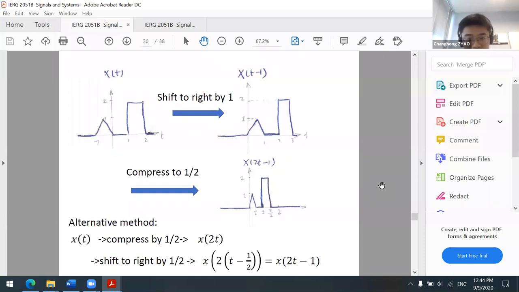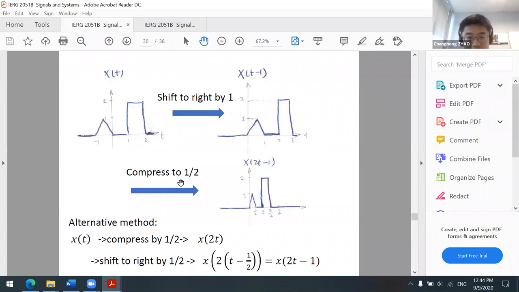The next one, we want to transform from x of t to x of 2t minus one. So x of 2t minus one. How we shall do that is we first shift it to the right by one unit. So from x of t to x of t minus one, it's just a shift to the right by one unit.